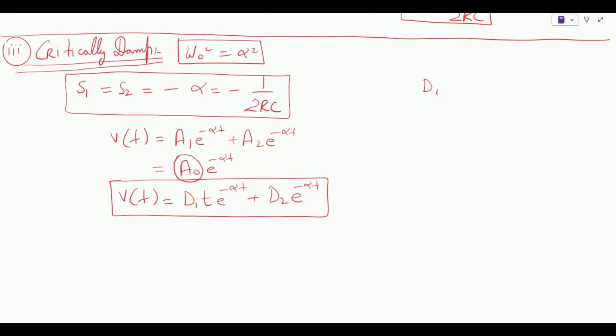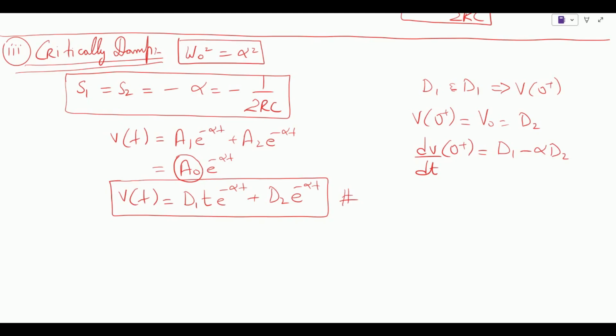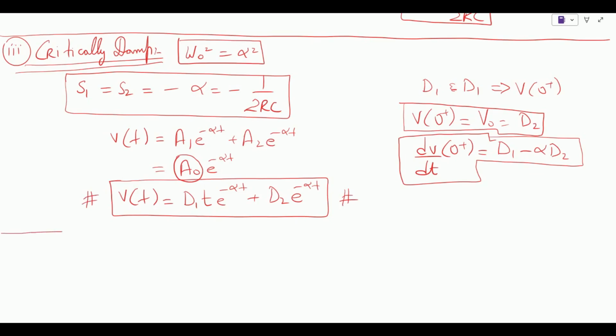Again, the initial values for D1 and D2 will remain the same as we saw previously. In this equation put V equals V(0+). Thus when we put time equals to 0, we get the value of D2, and to find D1 we just need to differentiate this signal and then apply time equals to 0. Thus our other initial condition D1 comes out to be D1 equals minus alpha D2. Thus these are the two equations that are going to help us in finding the initial conditions of D1 and D2 in this voltage expression for a critically damped parallel RLC network.